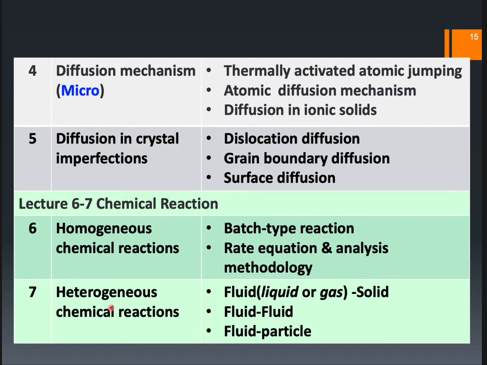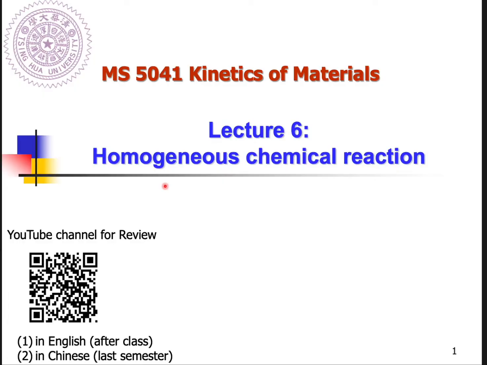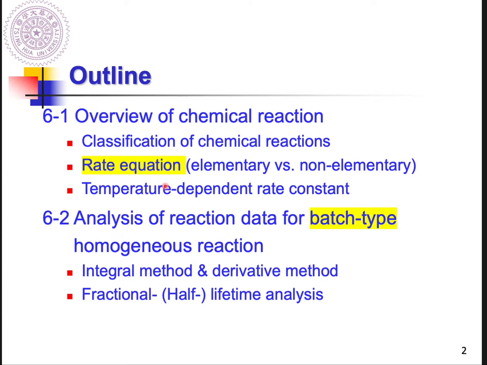Okay, so let's move to lecture 6. The homogeneous chemical reaction part, you can simply separate into 2 sections. In the first section, I will give you an overview of chemical reactions, how to classify the chemical reactions, and also what the rate equation is.